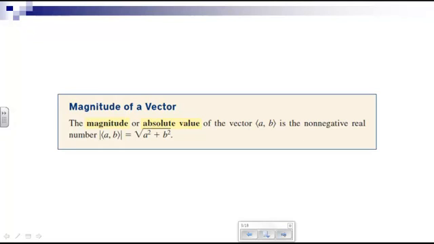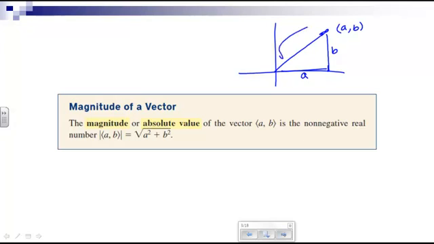Let's define the magnitude of the vector. We call the magnitude of the vector also the absolute value of the vector. If we have a vector, like we said before, that goes to location (a, b), its magnitude comes from going over a and going up b, which form the two sides of a right triangle. So it's easy to see that the magnitude is the square root of a squared plus b squared, using the Pythagorean theorem.